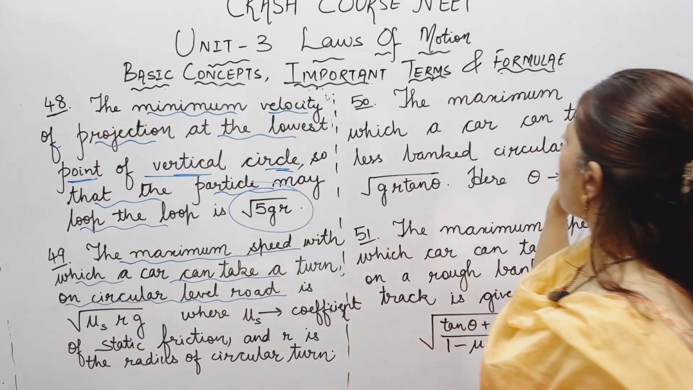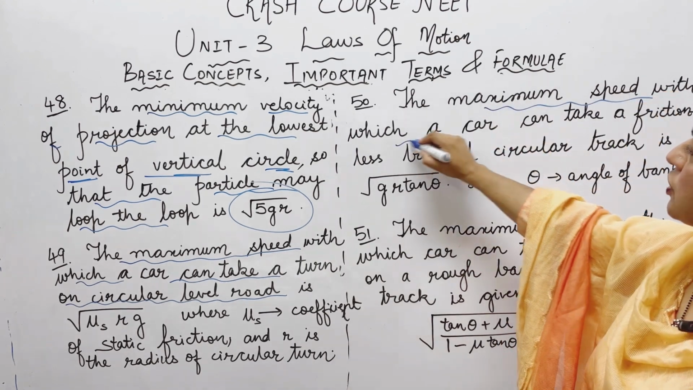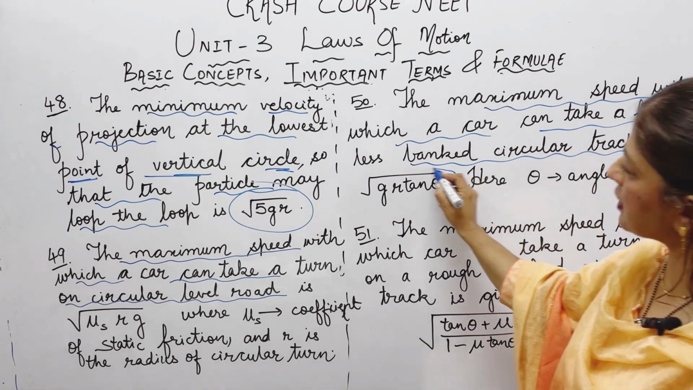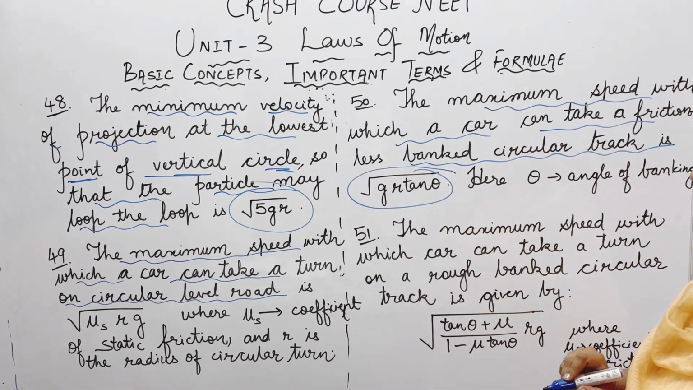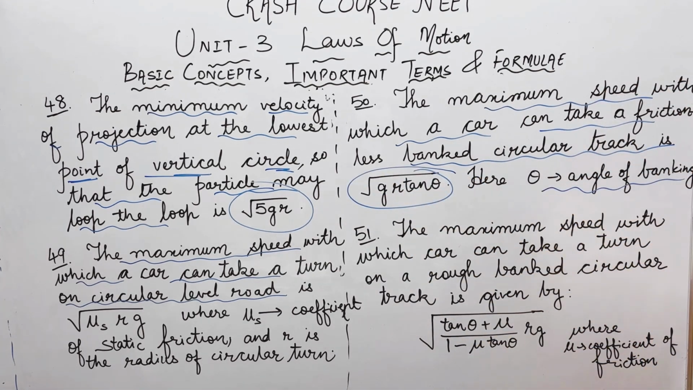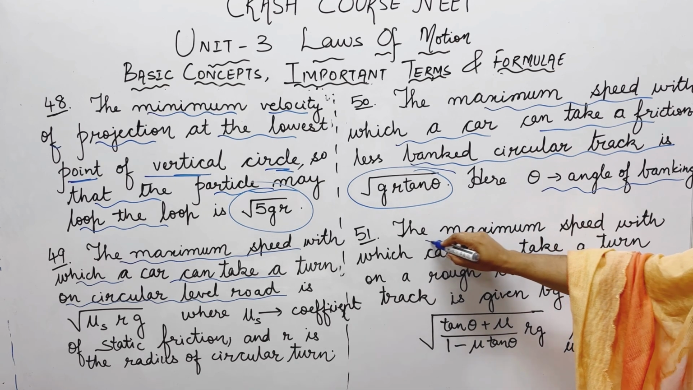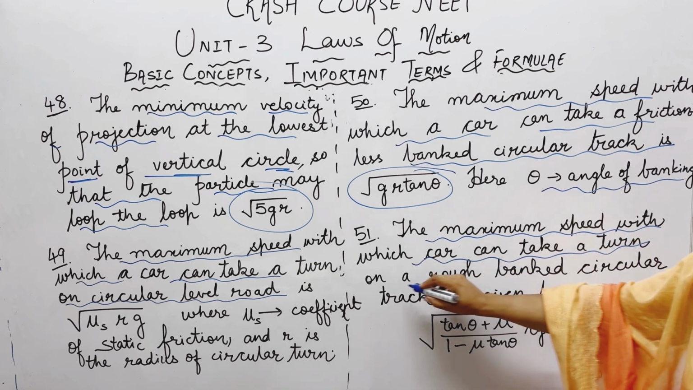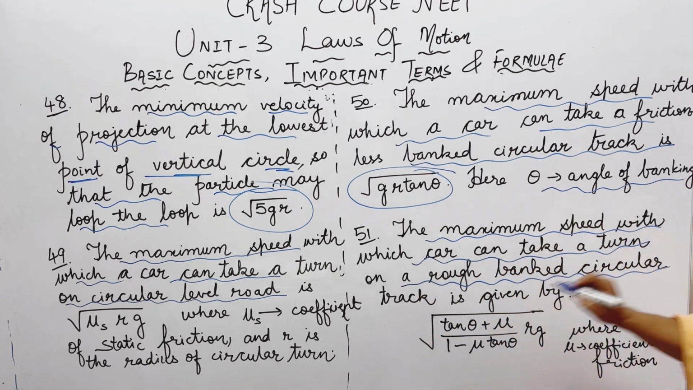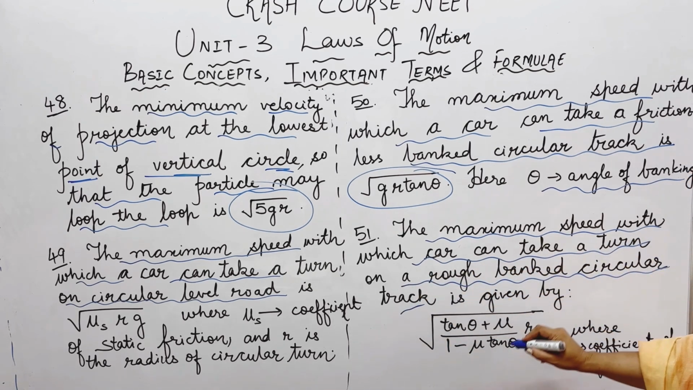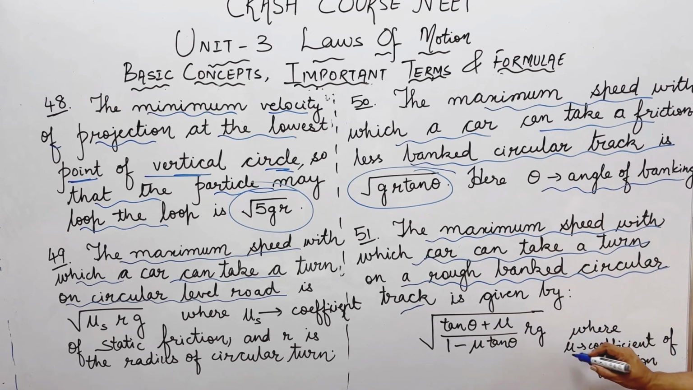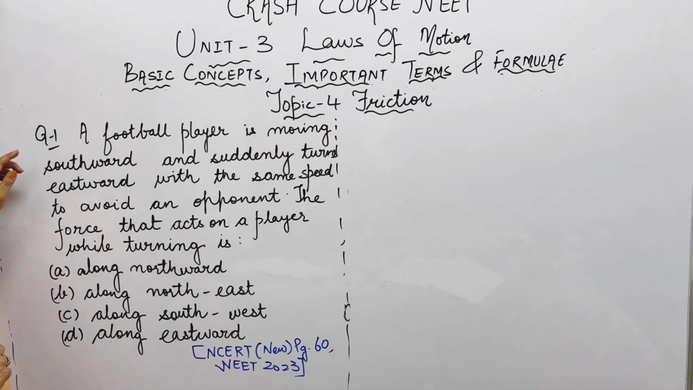The next point is about the maximum speed with which a car can take a frictionless banked circular track. It is given by under root g r tan theta. Here theta is the angle of banking. The next point is the maximum speed with which a car can take a turn on a rough banked circular track. It is given by under root of (tan theta plus mu divided by 1 minus mu tan theta) times rg, where mu is the coefficient of friction. Let us see the questions of friction.